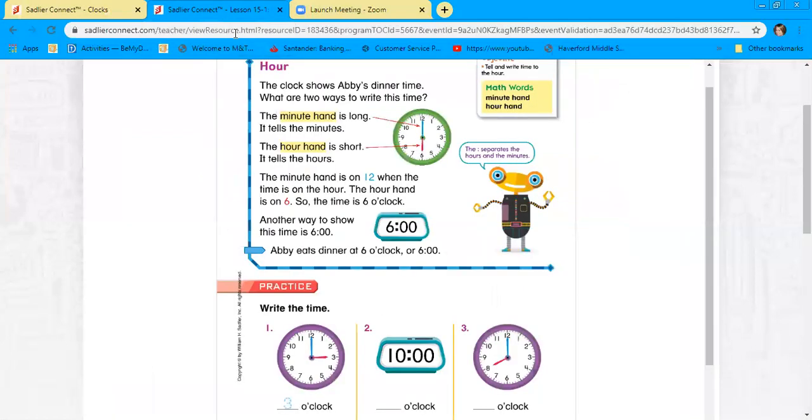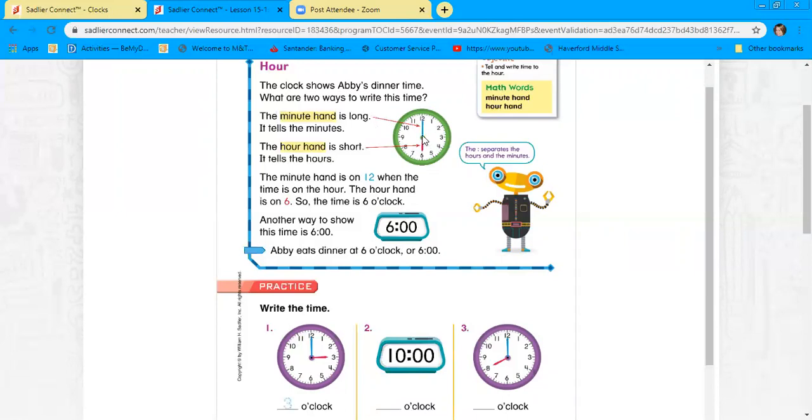If you pause the video, you'll have a chance to open up to page 563. You're looking at page 563 with me. You'll see our math words, minute hand and hour hand, which we did talk about today. We have a look over here and we see that this clock is showing us about Abby's dinner time. Hi, Abby. I hope you're saying your name and smiling right now as you look at your book.